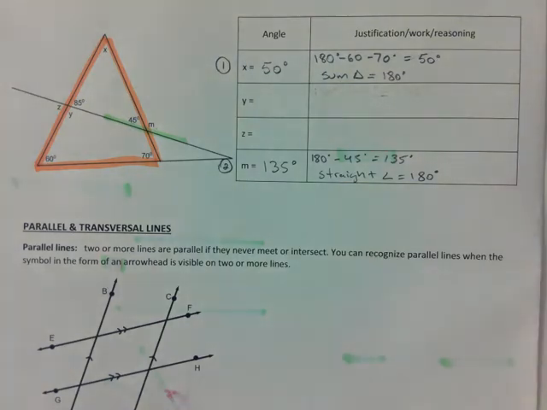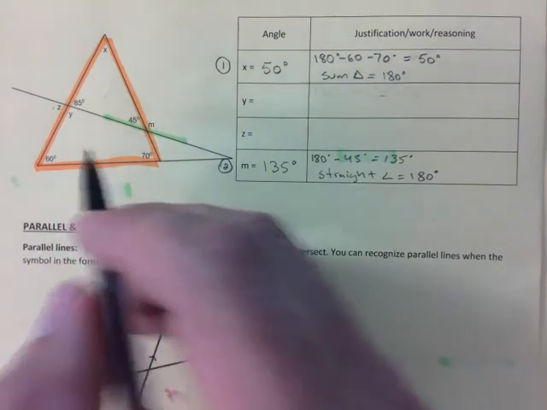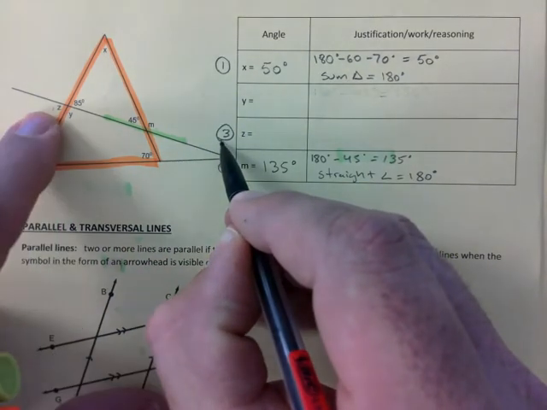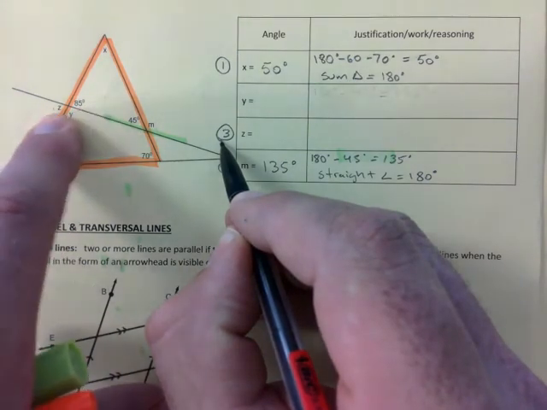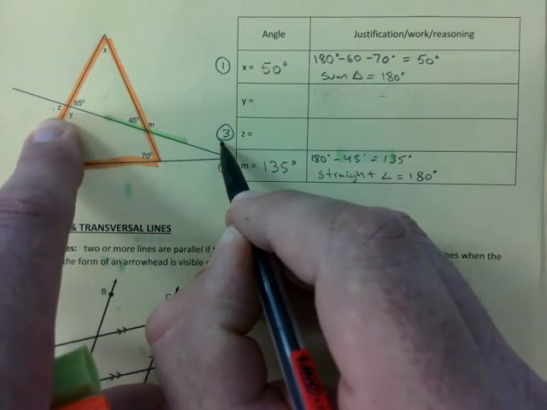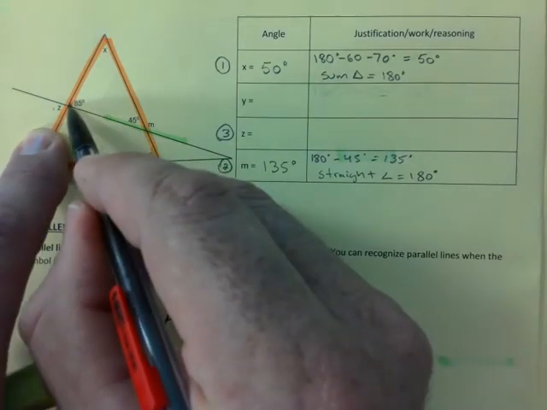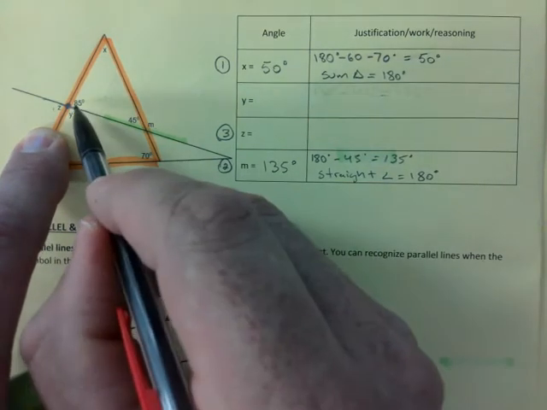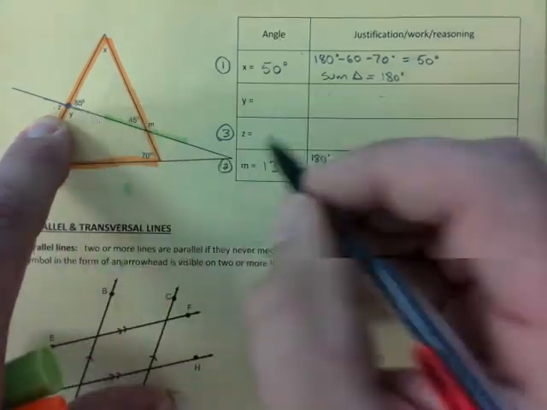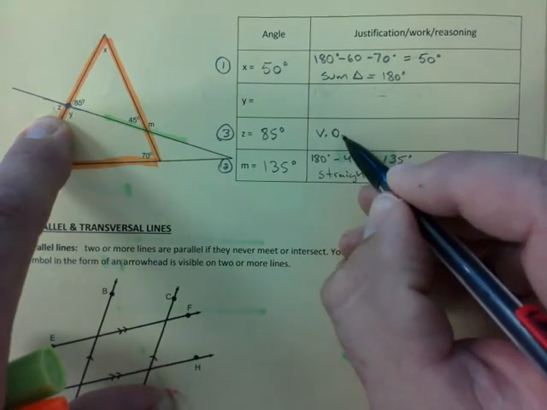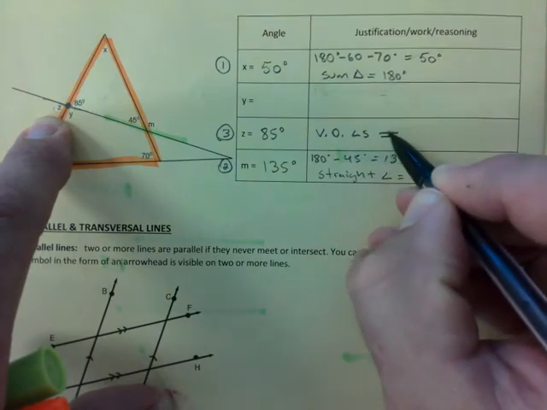Which one should we do next? It doesn't really matter. I will do Z here. That's my third go-to. What could you use to figure out Z? Do you remember that property? Vertically opposite, do you remember that? Because if you follow these two lines, if you put a dot there, maybe that helps you. These are opposite each other, right? So Z is automatically 85. You just say vertically opposite angles are congruent. That's it.